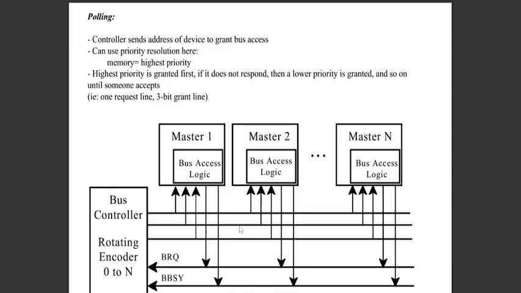Coming to the polling method, control sends the address of a device to grant bus access. Each uses priority resolution here. Memory has the highest priority here. The highest priority is granted first; if it does not respond, then the lower priority is granted, and so on until someone accepts. That is one request line and a 3-bit grant line. The diagram shows the polling methodology.